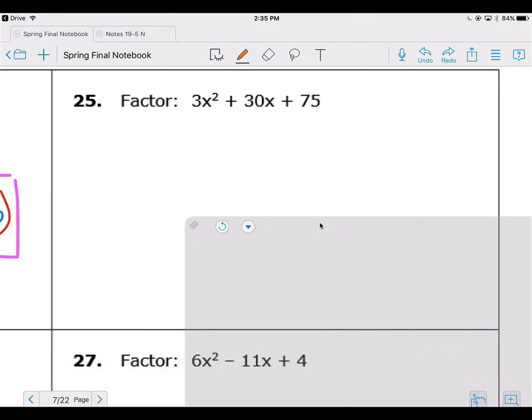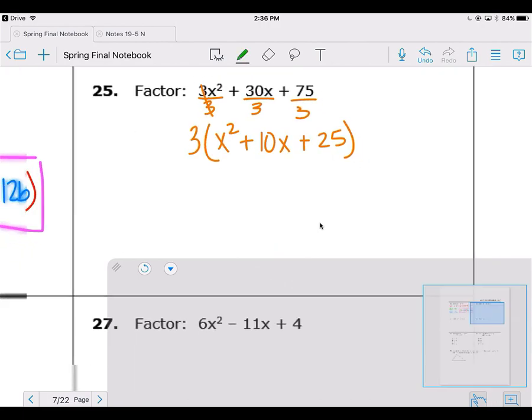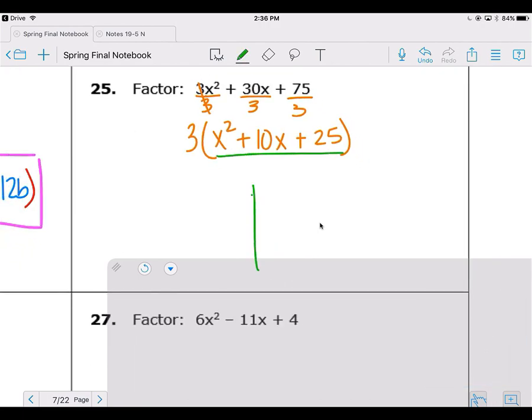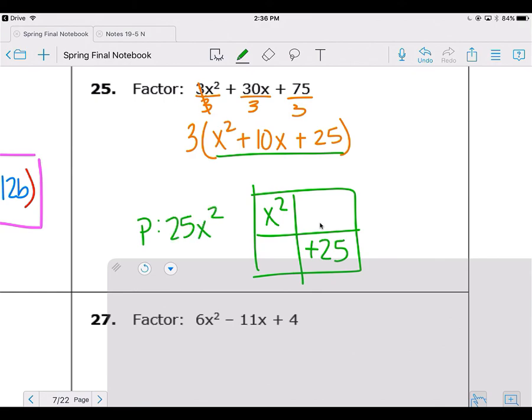Problem 25, I have a GCF. These numbers all share a 3. So I divide out the 3 and I get x squared plus 10x plus 25. From here, I use this in my box, x squared and 25. My product, therefore, is 25x squared. My sum is 10x, the number not used in my box, but listed in my parentheses.